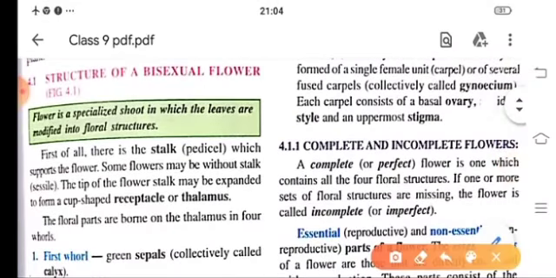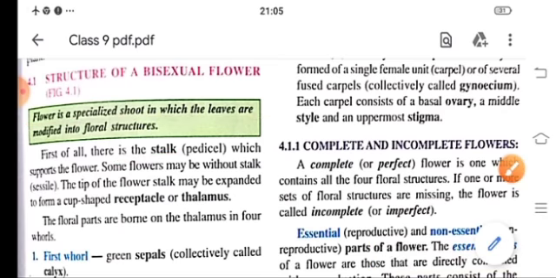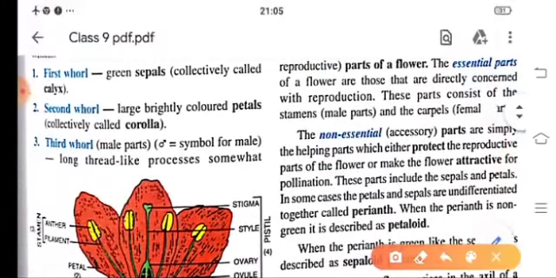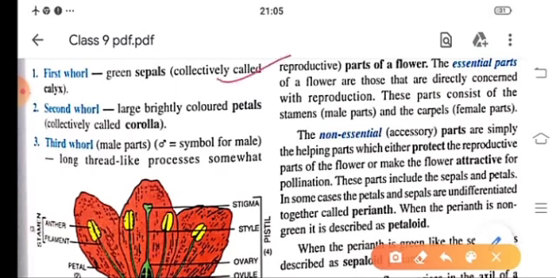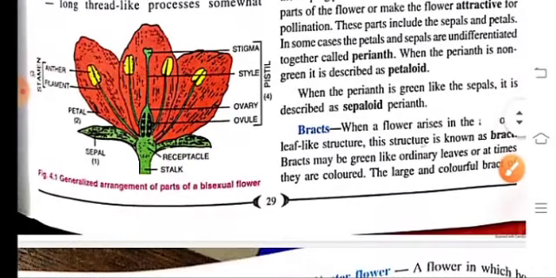So let's see. The flower is a specialized shoot in which the leaves are modified into floral structures. So first of all, there is a stalk on which all the floral parts of the flowers are there. So this structure is known as thalamus or the receptacle. Now, first whorl of the flower is the sepal, which is collectively known as calyx. Second whorl of the flower is the petals or the corolla. Third whorl of the flower is androecium, and fourth whorl is the gynoecium.